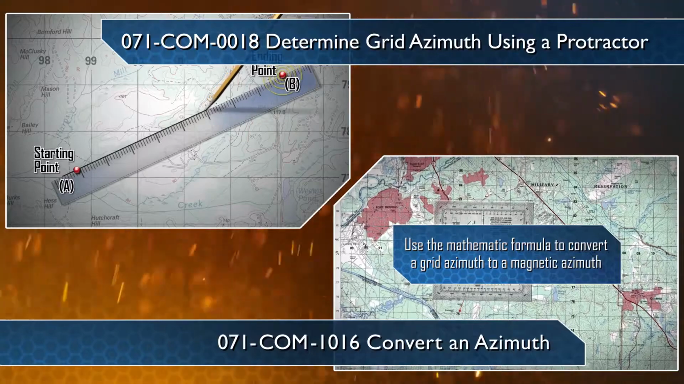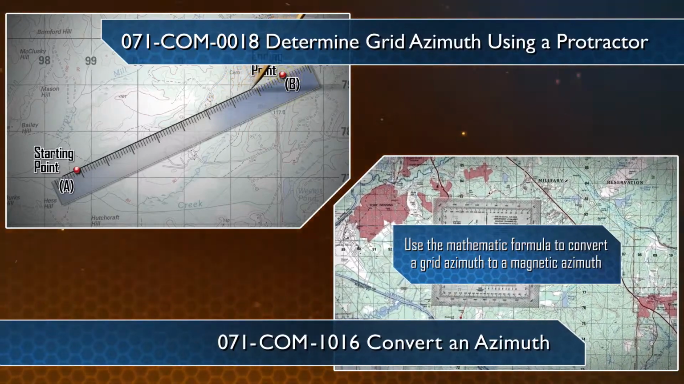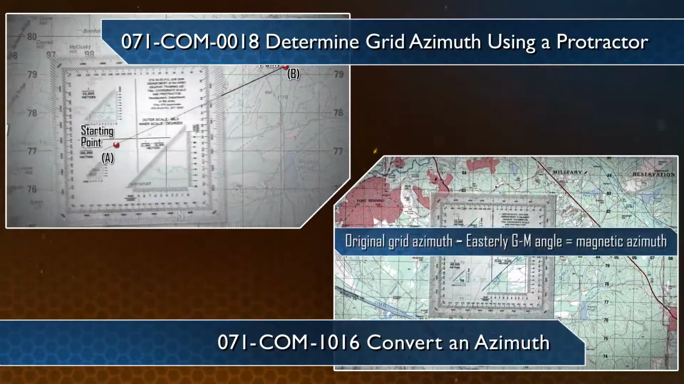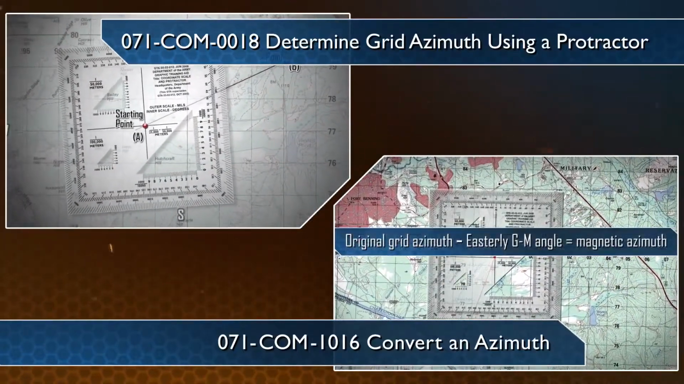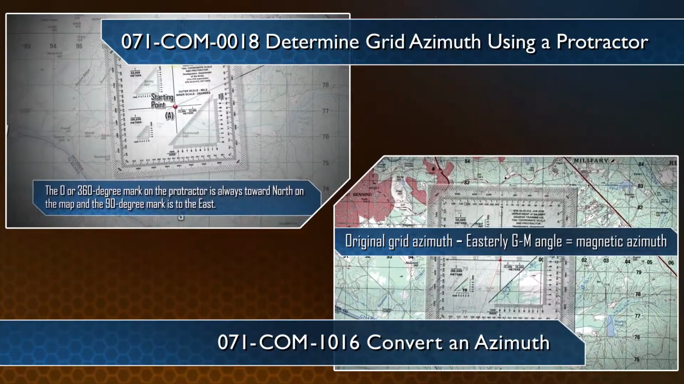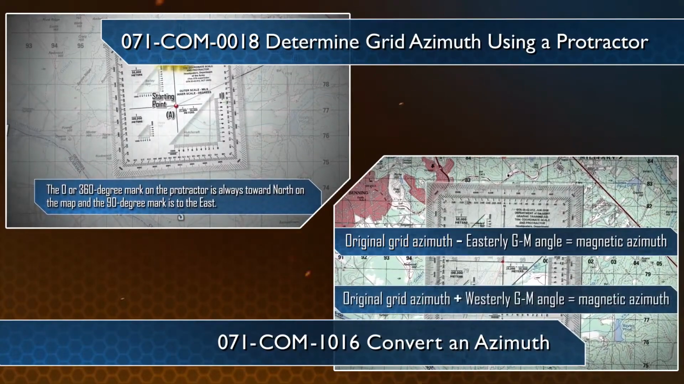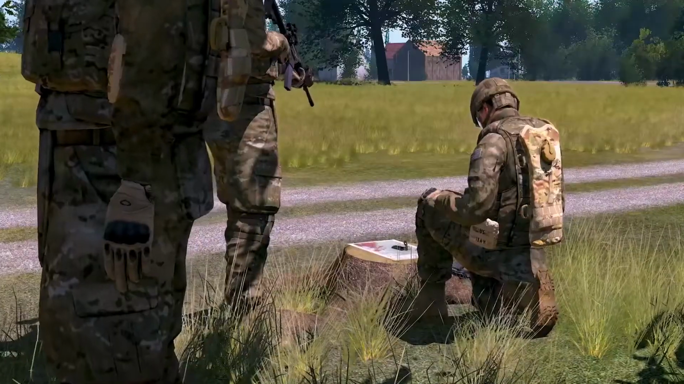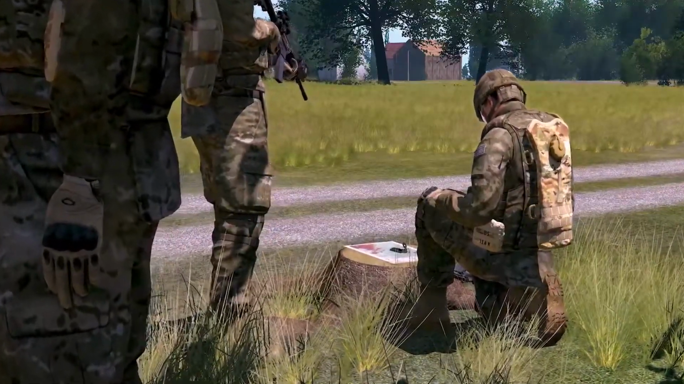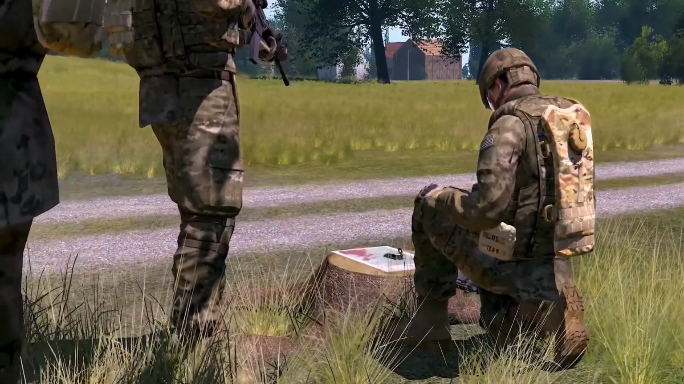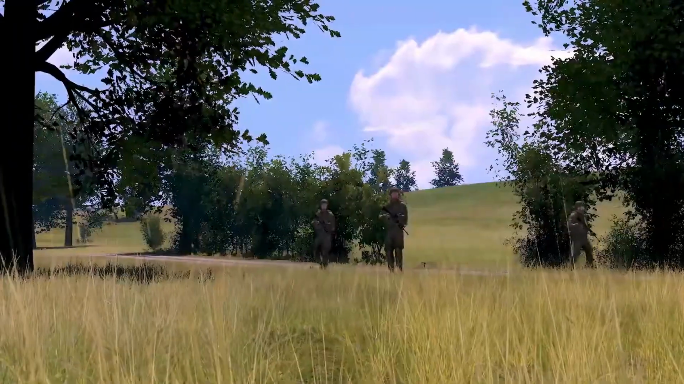Determine the grid azimuths between the identified checkpoints, if any, and the final point. Then convert the grid azimuth taken from the map to magnetic azimuths. For a review of these procedures, refer to task Determine Grid Azimuth using a Protractor and task Convert an Azimuth. Determine the map distances between identified checkpoints and the total distance to be traveled. Then determine the direction of movement using the compass.